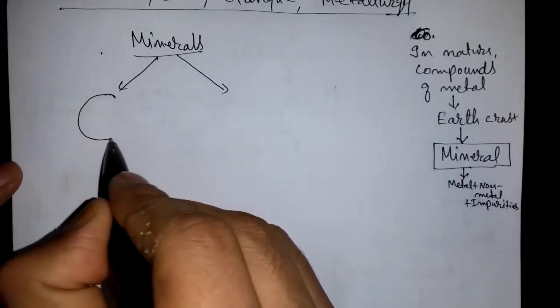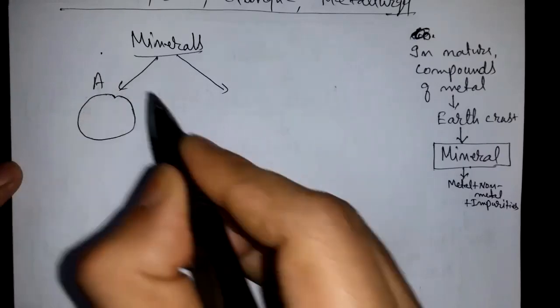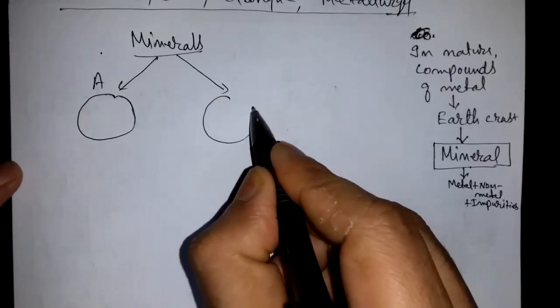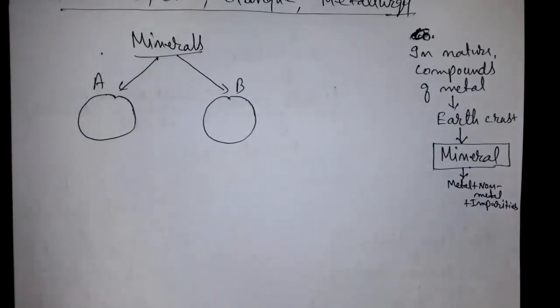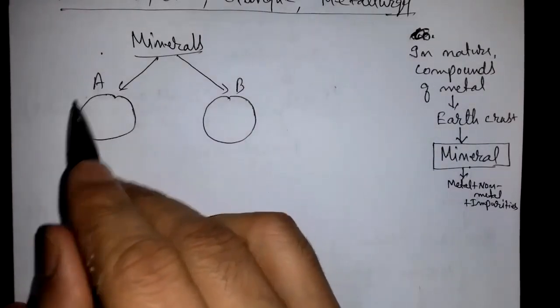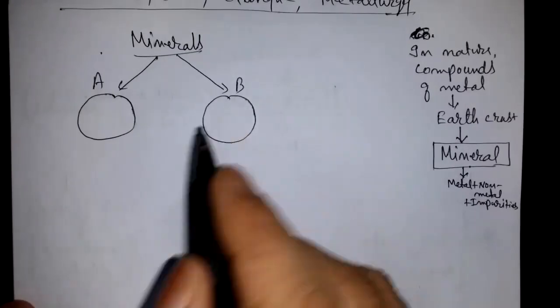Suppose this is mineral A and this is mineral B. I don't think that mineral will be like a circle shape. For example, if I ask what is the shape of stone, it may be any shape. So there is no fixed shape for mineral. It may sometimes be a piece of stone or maybe some powder type, any shape may be there. For discussion, I'm just drawing two circles, and this is mineral A and this is mineral B.